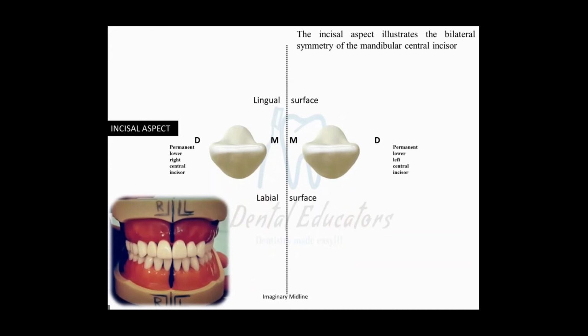Now coming on to the incisal aspect, that is the last aspect for the mandibular central incisors. The incisal aspects illustrate that it appears to be bilaterally symmetrical for the mandibular central incisors. What does it mean? If you appreciate here, the mesial aspect appears to be similar to the distal aspect. So we say that it's bilaterally symmetrical.